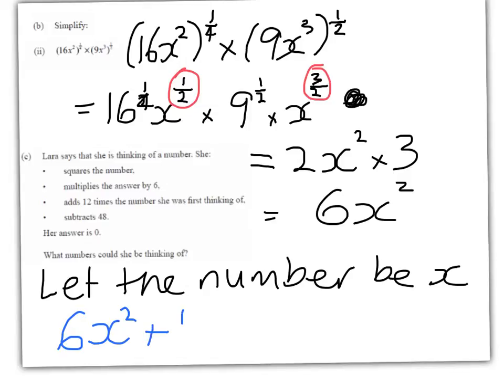So x squared plus 6x squared plus 12x. And then she subtracts 48. And she gets 0. So you can see we're going to have to solve a little quadratic. I'm going to do that on a new slide.